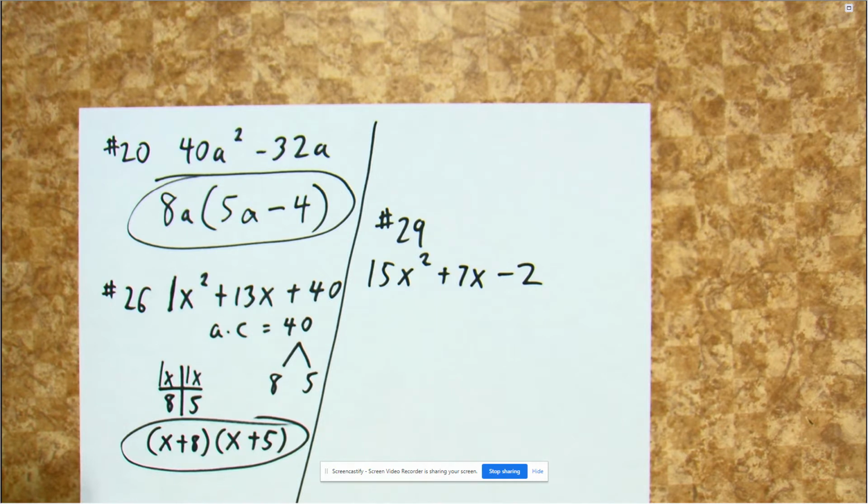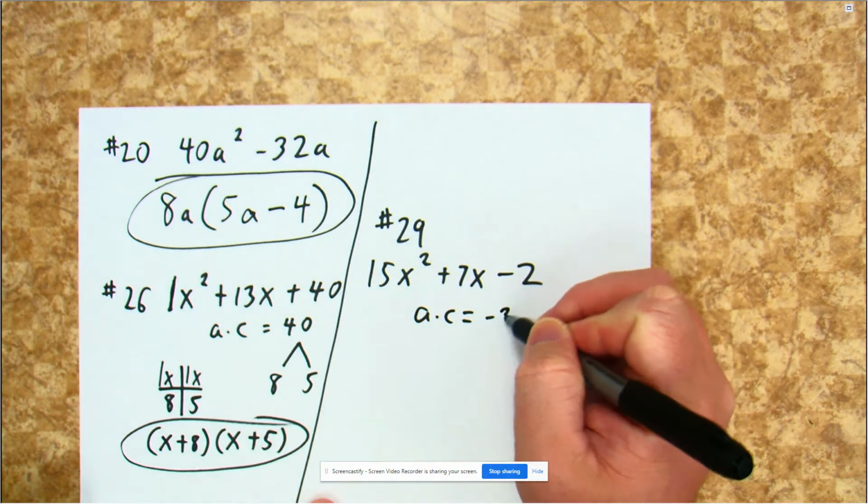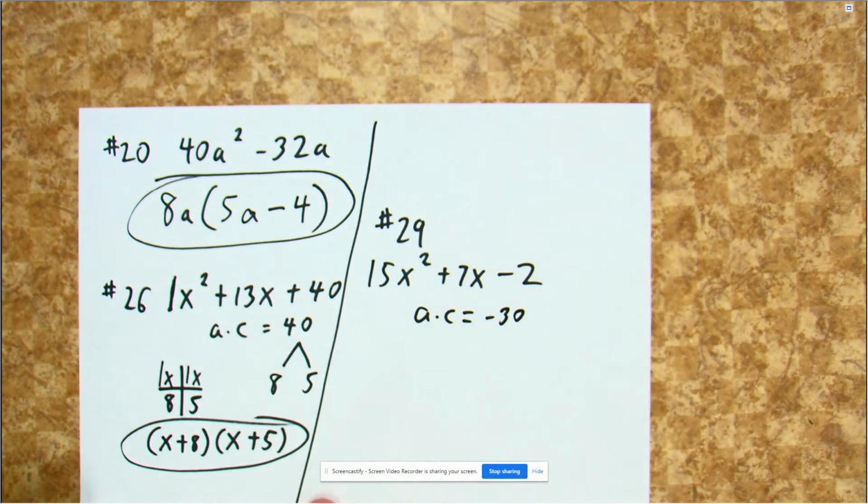They don't all have a variable in common. And 15, 7, and 2 only have a 1 in common as a greatest common factor. So you don't have to worry about that. Move on to step number 2. Step number 2, A times C would be 15 times negative 2 to get negative 30.